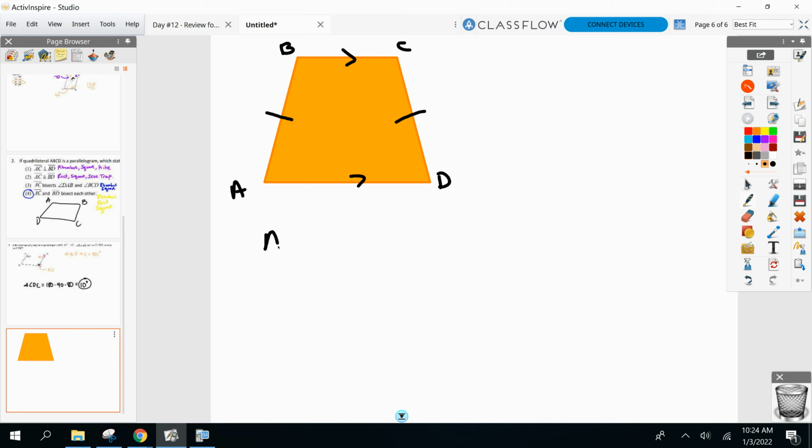Diagonals. Congruent. Let's keep going. Base angles. What do I mean by base angles? B and C, along with A and D. Base angles are congruent, correct.